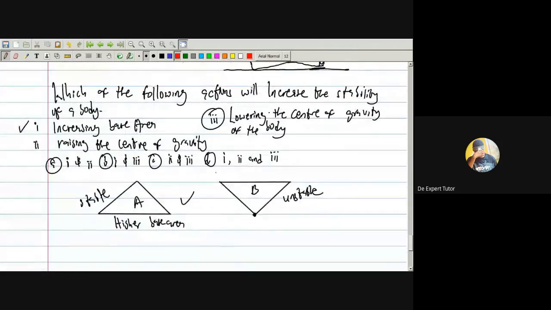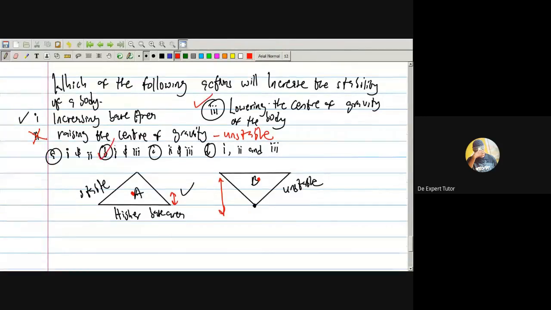Now look at this one. The center of gravity is somewhere around here. There's an advanced way of finding the center of gravity, but that's not what we are doing. If you want to spin an object like this, you observe that this is where you want to put your hand. So this one has a lower center of gravity, but this one has a higher center of gravity. So therefore, number 2 is wrong. If you raise the center of gravity, the body will be unstable. The lower the center of gravity, the more stable the body. So our answer is Option B.